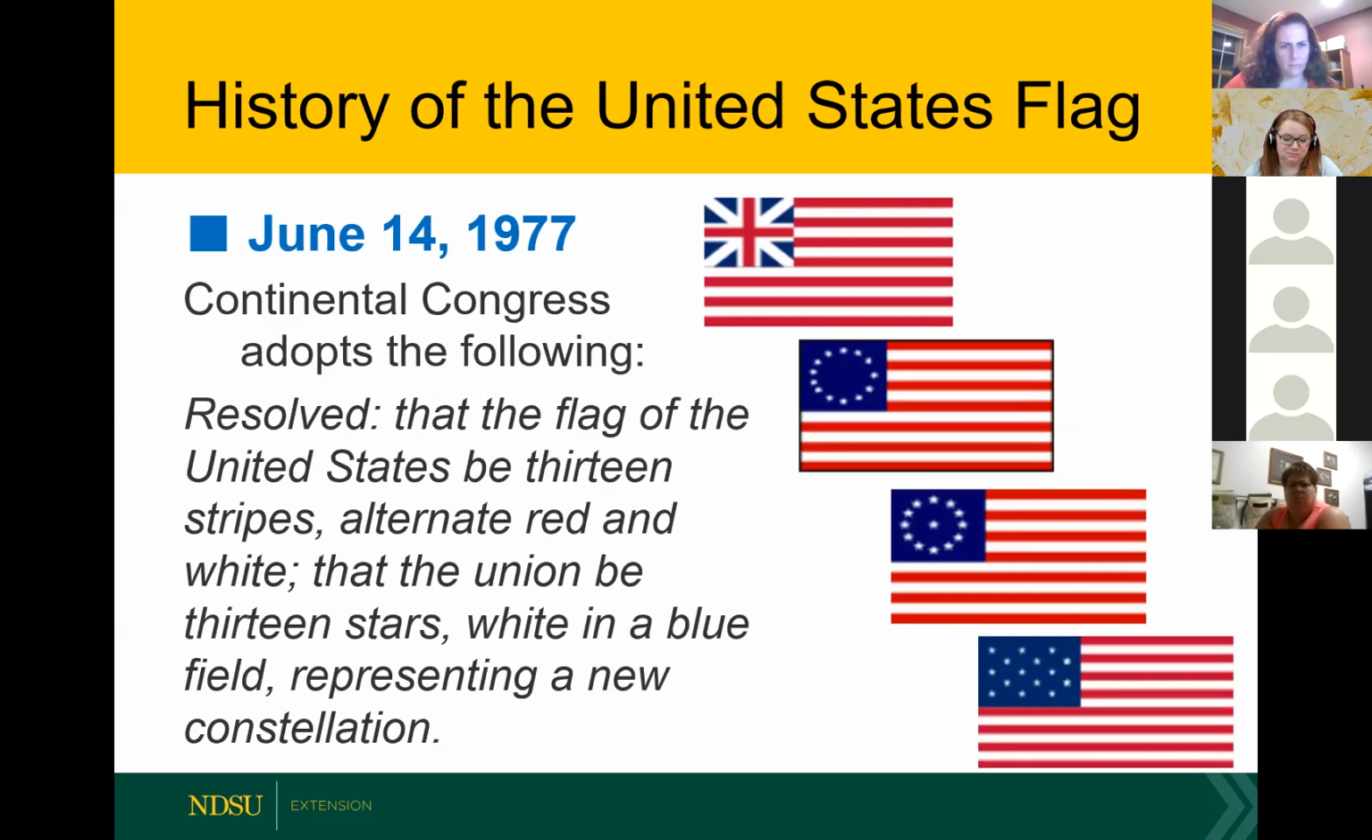On June 14th, 1777, the Continental Congress adopted the basis for it all. Resolved that the flag of the United States be 13 stripes, alternating red and white, and that the Union be 13 stars, white in a blue field, representing a new constellation. So prior to that, that very top one here with the Union Jack was kind of the start of our flags until this act happened.